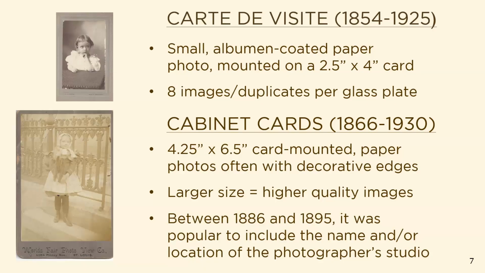Cabinet cards, which also occurred about the same time, were a little bigger, 4 by 6. They were paper photos, often with decorative edges. They were larger size. Between 1886 and 1895, it was popular to include the name and or location of the photographer's studio.